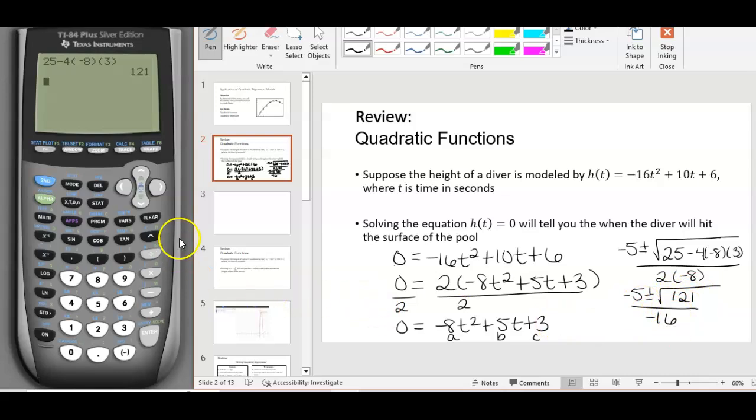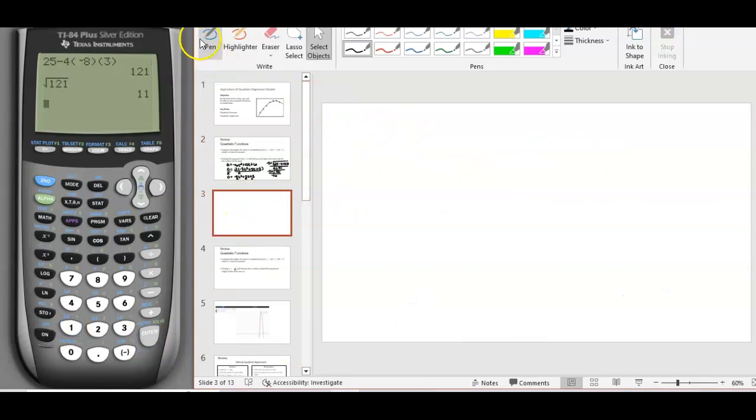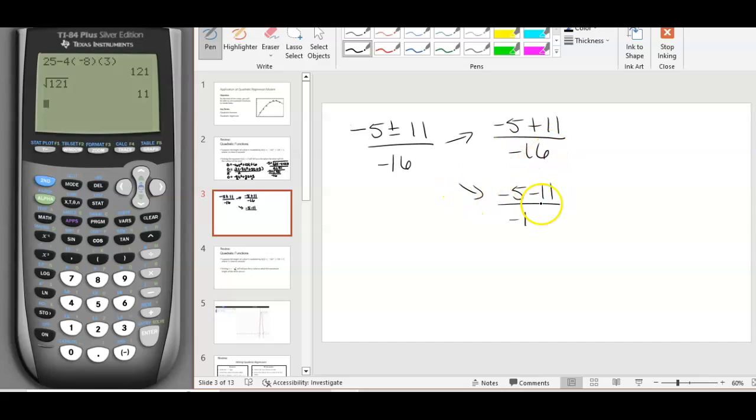Okay, so if we solve this, the square root of 121 is 11. So we have negative 5 plus or minus 11 over negative 16, which now gives us two solutions, right? So that gives us negative 5 plus 11 over negative 16. And it also gives us negative 5 minus 11 over negative 16. Negative 5 plus 11 is 6, and 6 divided by negative 16 is negative 0.375.